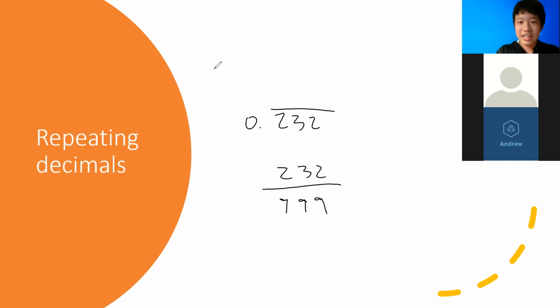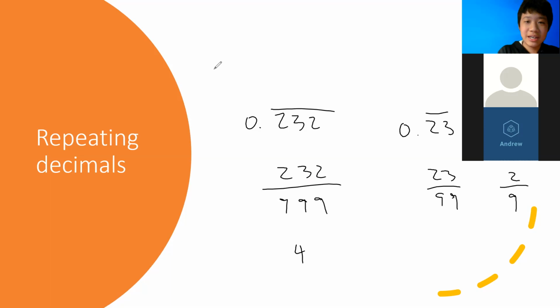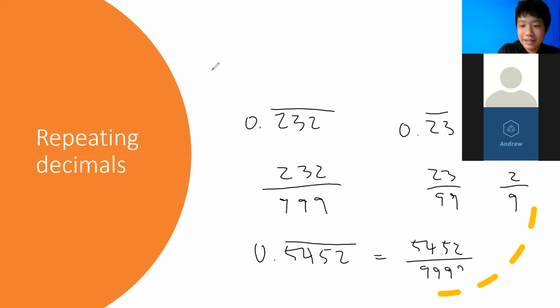So as you can see here, if we had two numbers, it would be under 99. If we had just one number, that would be 9. So what if we had four numbers? Well, based on logic, we're just going to have 9999, right? So that means that 0.5454 repeating forever, maybe I'll do 0.5452 like this, repeating forever. That's 5452 over 4 nines. Okay, so this pattern is going to go on forever for however many numbers you're repeating.